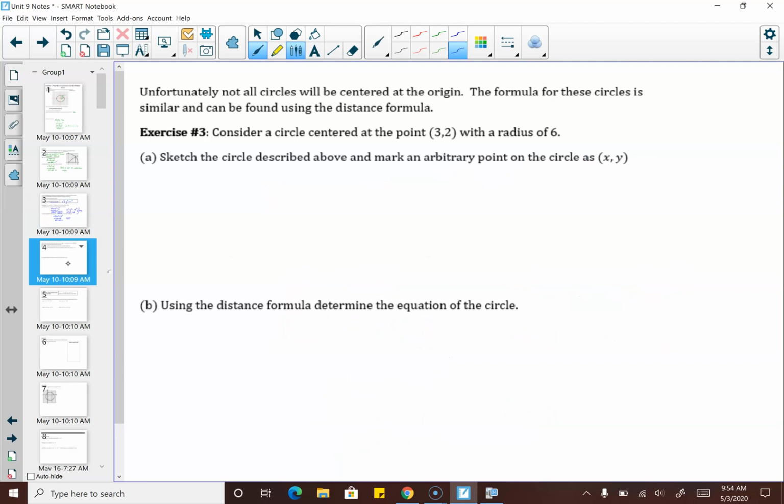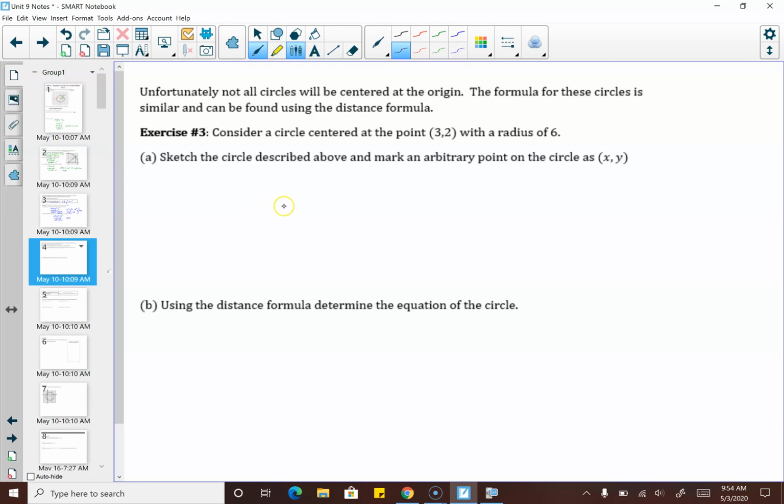So unfortunately, not all circles are going to be centered at the origin. In all honesty, this is what you are going to probably deal with most of the time. The formula for these circles is similar and can be found using the distance formula. So consider a circle centered at the point (3, 2) with a radius of 6. Sketch the circle described and mark an arbitrary point on the circle as (x, y).